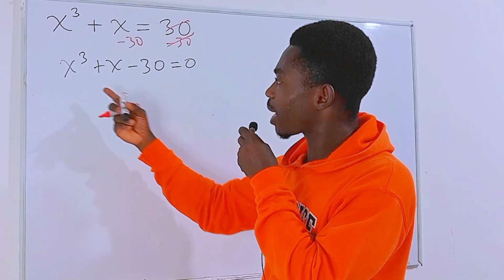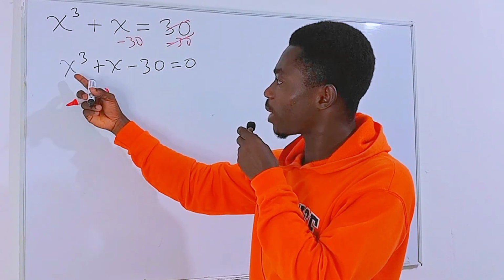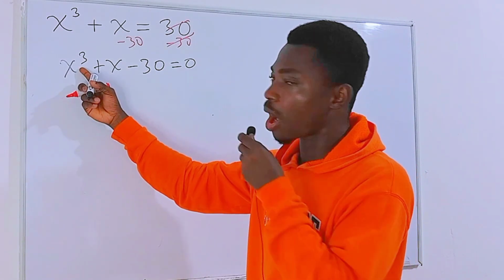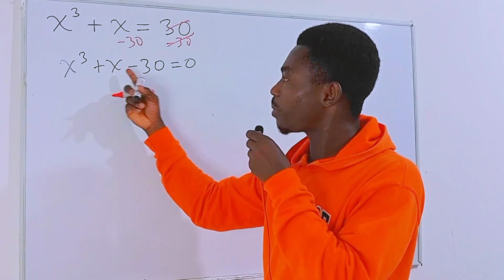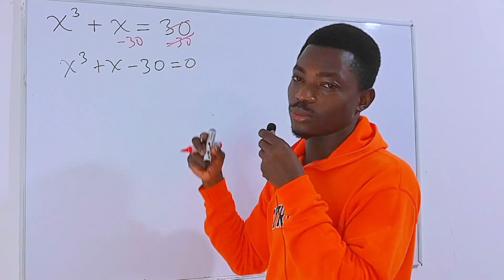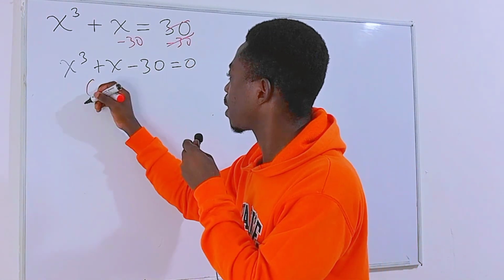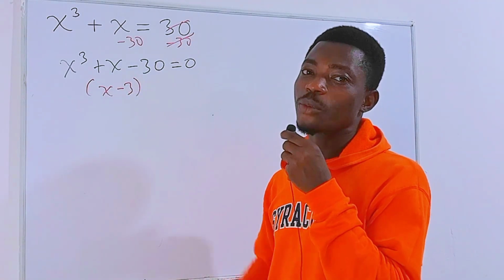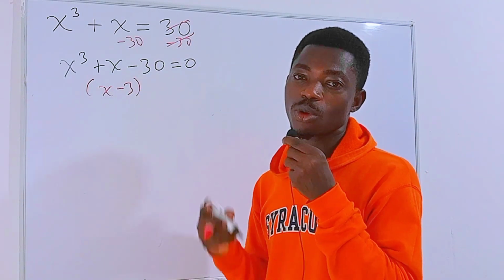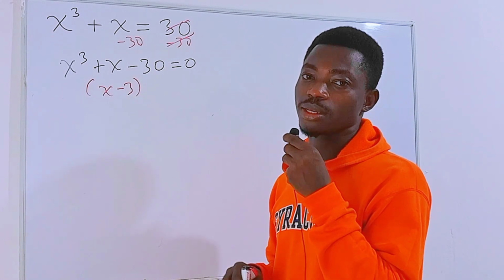So if we assume that x right here is 3, we're going to have 3 to the third power, which is 27, then plus 3 making 30. 30 minus 30 is 0. So what it means is that x minus 3 is a factor. And with this method, of course, we're going to make use of the long division method.